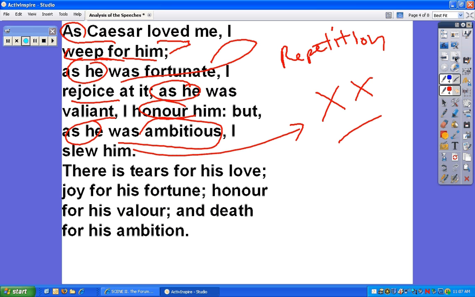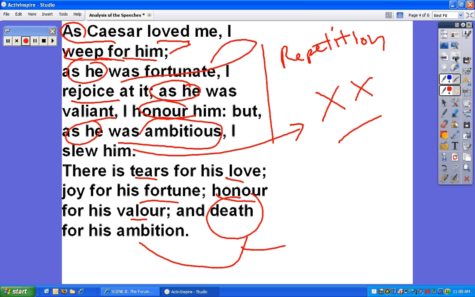It's because you get to the final sentence in that fusillade of them, and the net result is something completely contrary to what was there before. Now, here we go. Once again, parallel structure. There are tears for his love, joy for his fortune, honor for his valor, and death for his ambition.